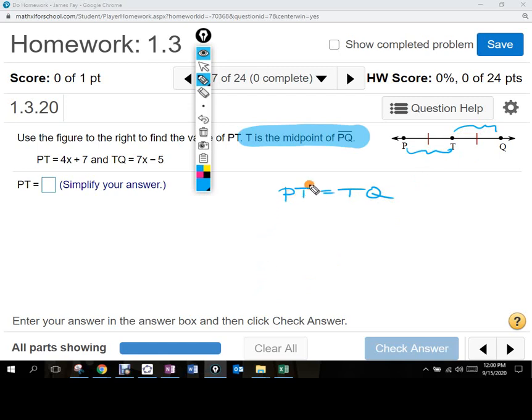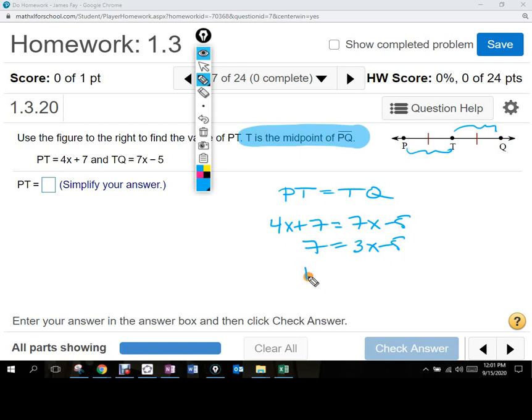Another thing, we didn't talk about this yesterday in class, but if I want to show two segments in my picture are congruent, I put those little hash marks in. I got those little red hash marks up there right now. That is imagery to tell me that two segments are congruent. Okay. So then I just set up my equation. 4x plus 7 equals 7x minus 5. Move the 4x over.